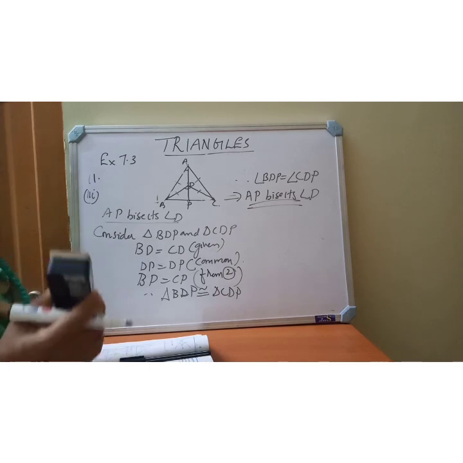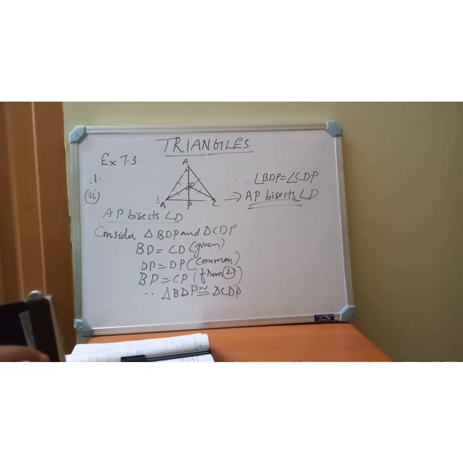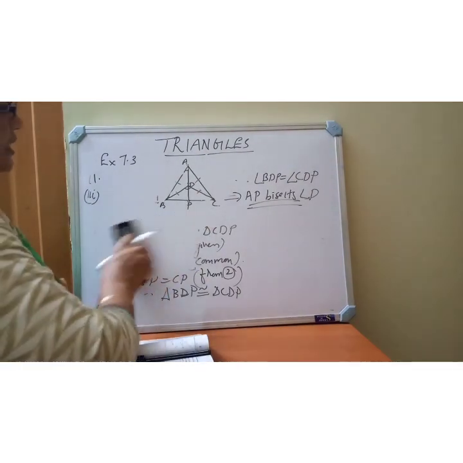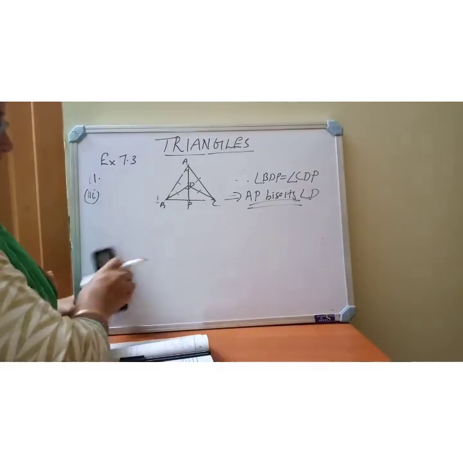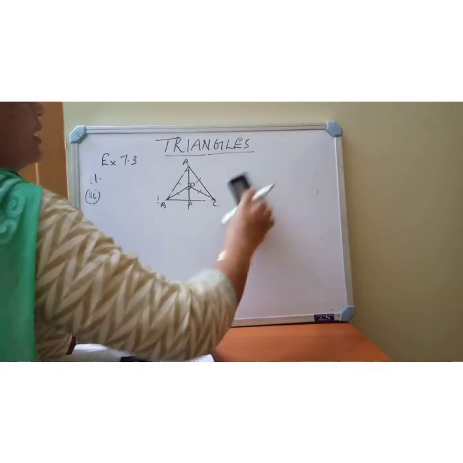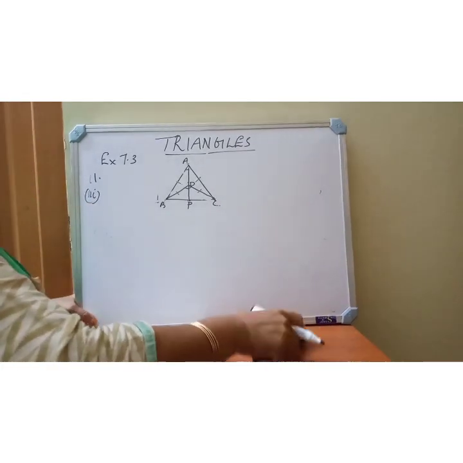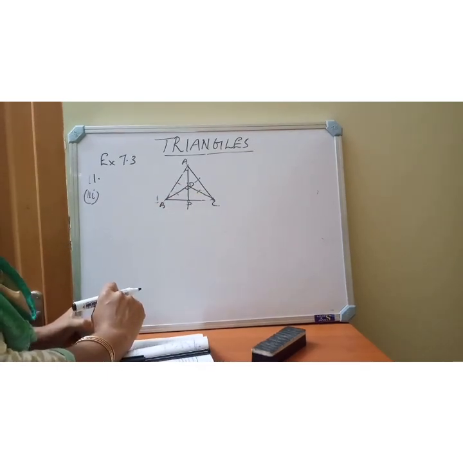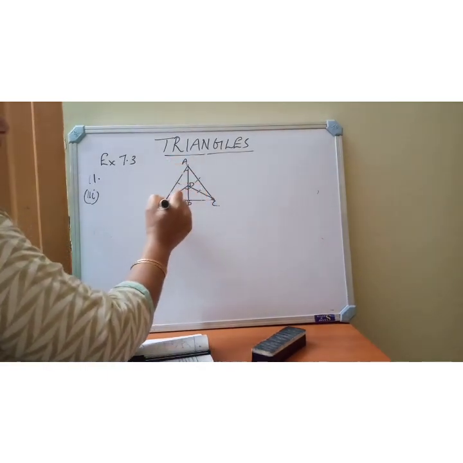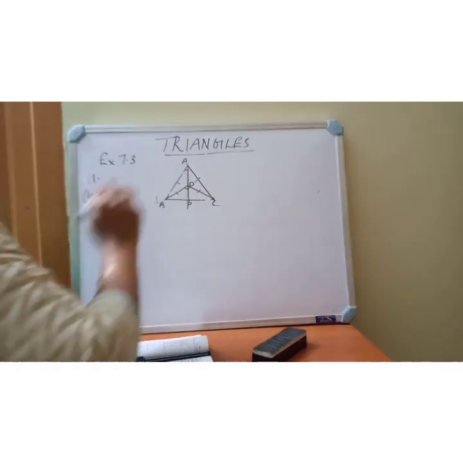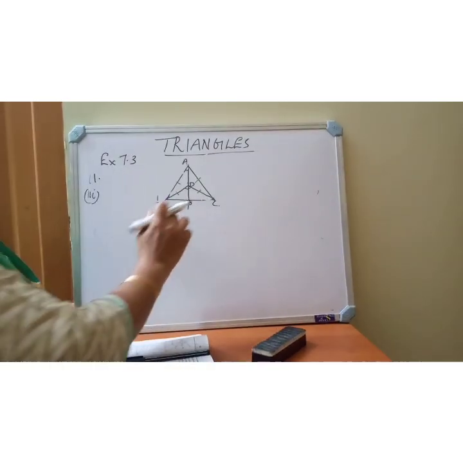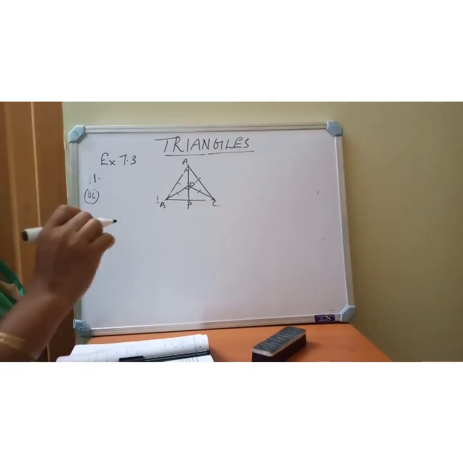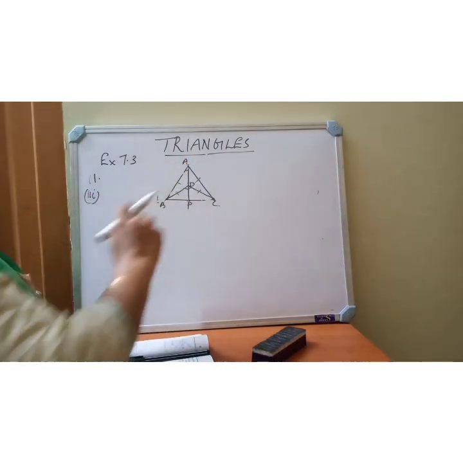And the last concept, fourth one: AP is the perpendicular bisector of BC. AP is the perpendicular bisector of BC. What do we have to prove? How can we prove that? Now, we have to prove angle APB is equal to angle APC equal to 90 degrees. Okay. If this angle becomes 90 degrees only, we can say that AP is the perpendicular bisector of BC.